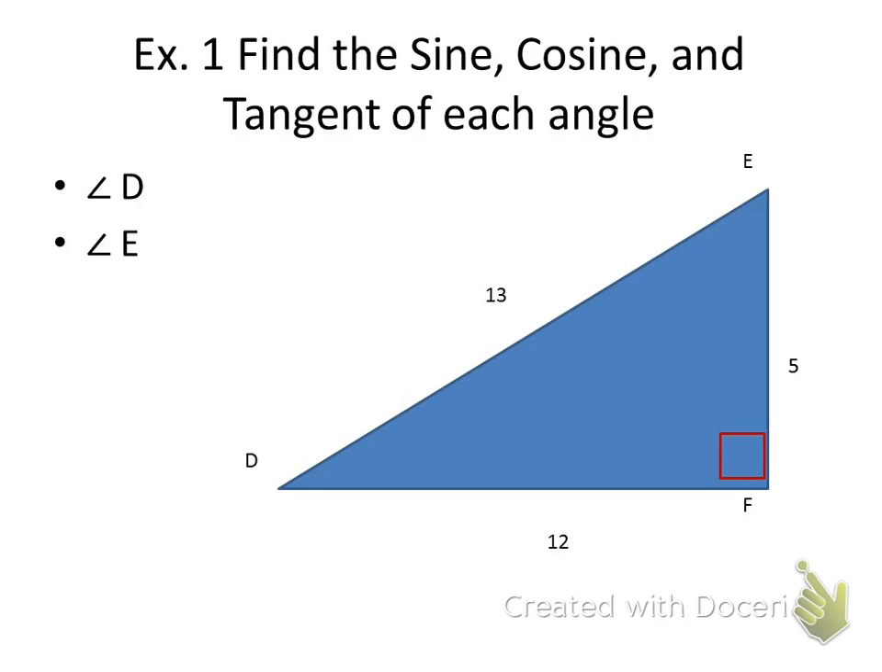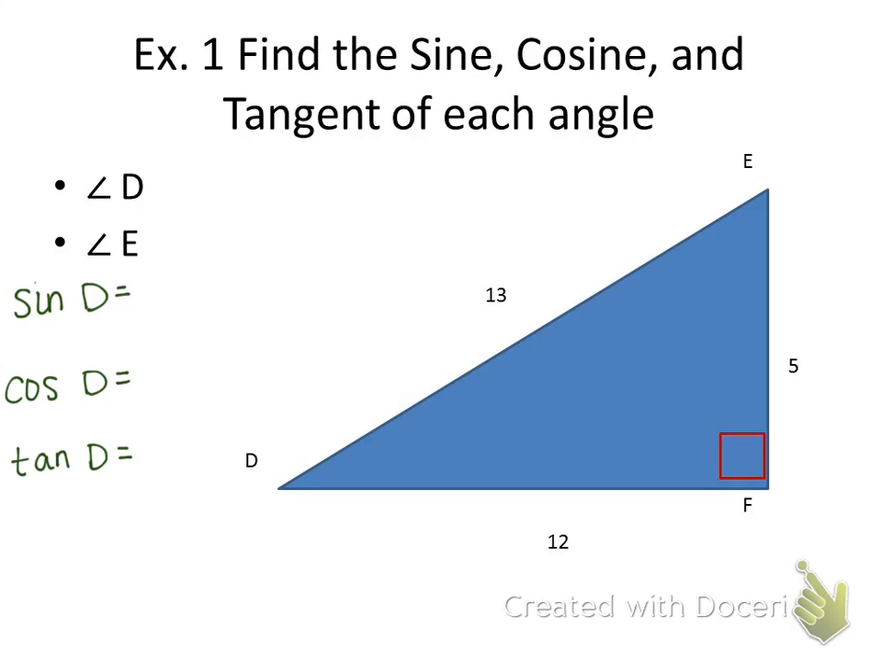So the first thing we're going to do is look for angle D. Angle D is right here at the bottom. I see the D here. So they want me to find the sine, cosine, and tangent of angle D. So I'm going to write sine, and I write the D beside it so I know exactly which angle it is. Cosine of angle D, and tangent of angle D.